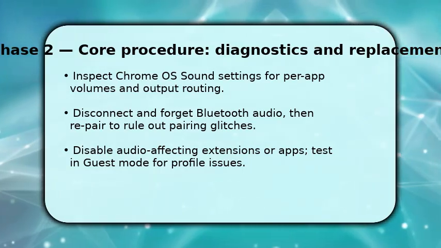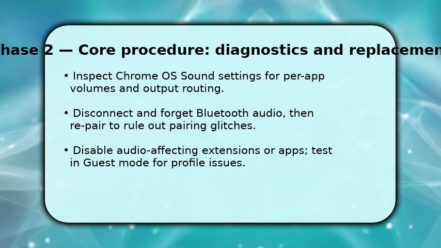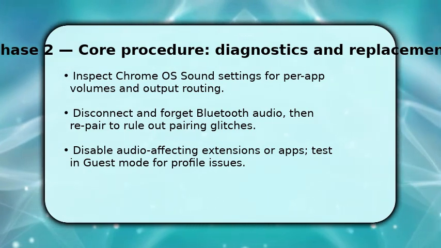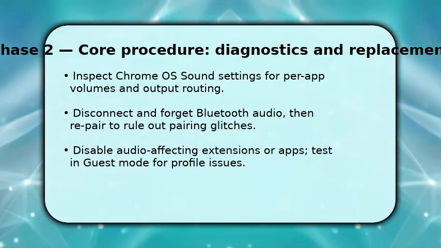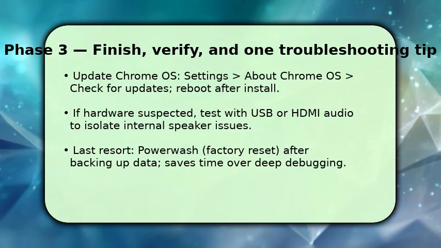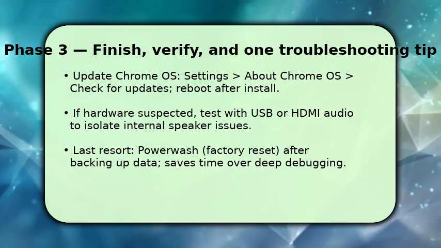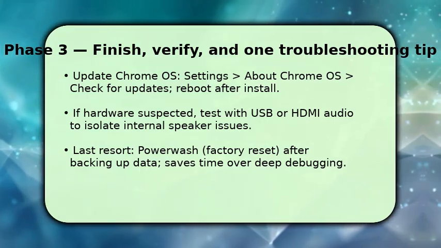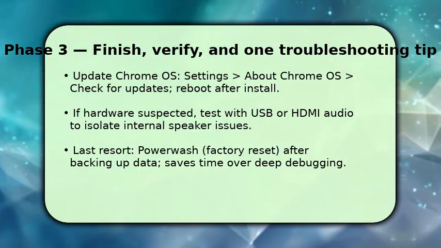Finish with system-level fixes and a clear fallback. First, update Chrome OS and reboot. Driver and firmware fixes are delivered via updates. If you still have no sound, test output through USB or HDMI. If external audio works, the internal speaker or cable is likely faulty.